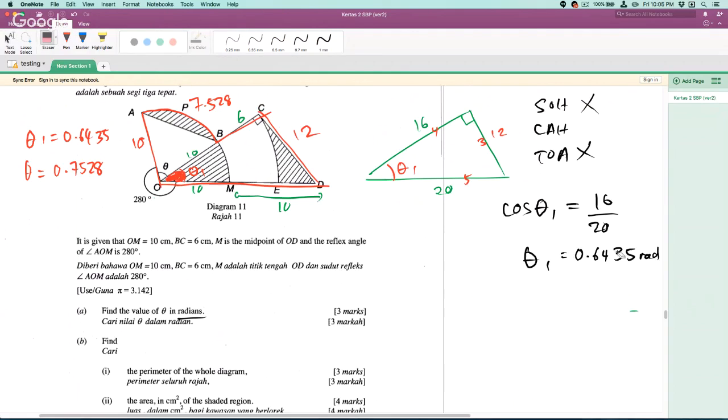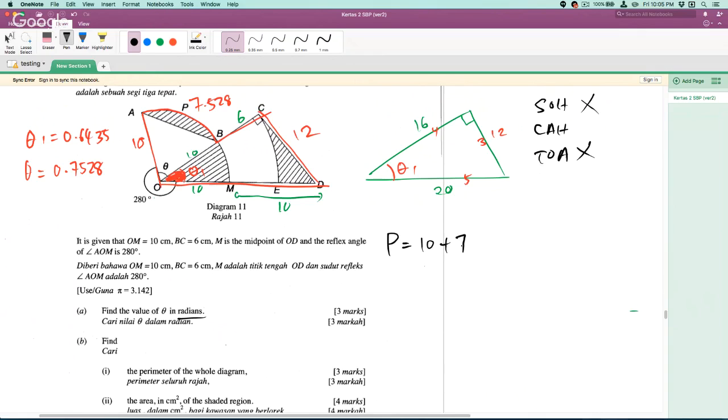All right, so let me just sum all together. So the perimeter is equal to 10 plus 7.528 plus 6 plus 12 plus 20. This is the perimeter of the whole diagram. Then use the calculator to solve this one. The perimeter final answer should be 55.528. Is this cm? Yeah, it's cm.